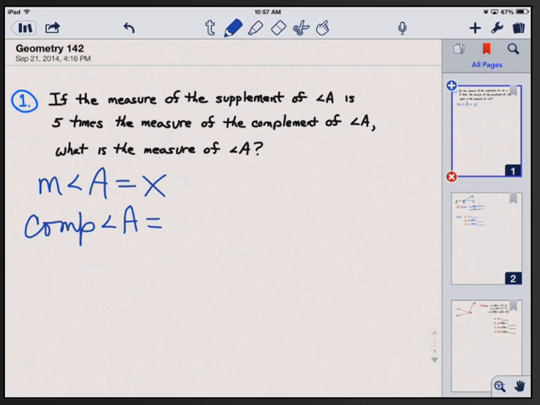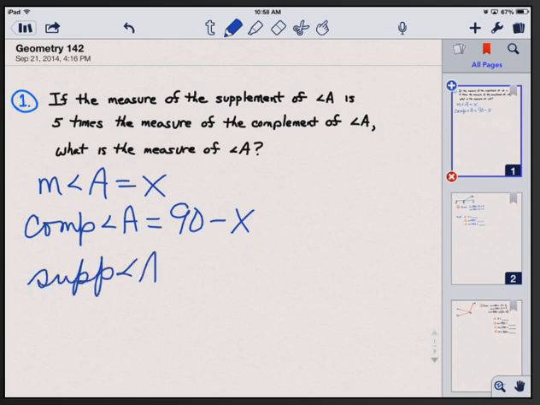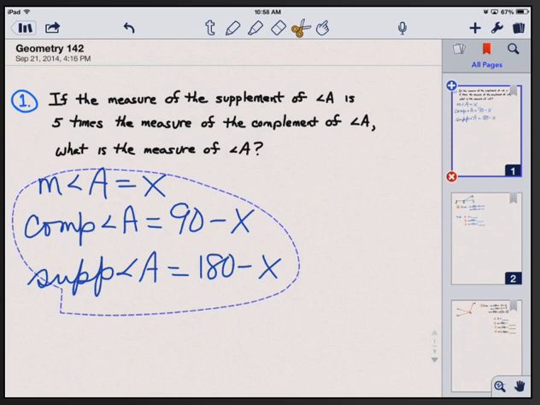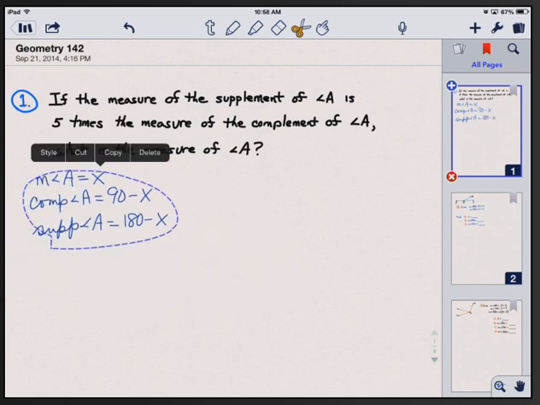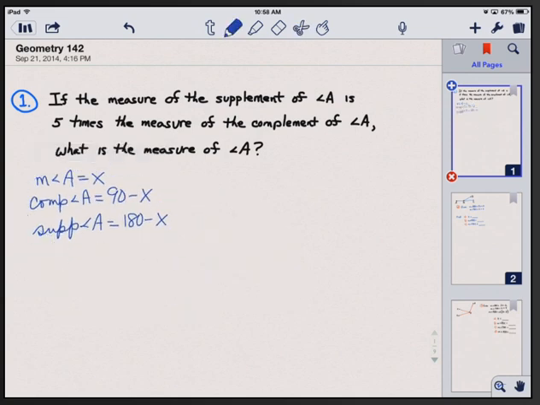so to find the complement, it has to be 2 angles that add to equal 90, so if you know one of the angles, you subtract that number from 90, and 90 minus x becomes the expression for the complement of angle A. And the supplement of angle A, 2 angles that add to equal 180, you subtract the given angle, angle A in this case, from 180 and you have the measure of the supplement. So I'll just shrink that down, move it over to the side. Now to solve the problem at hand.